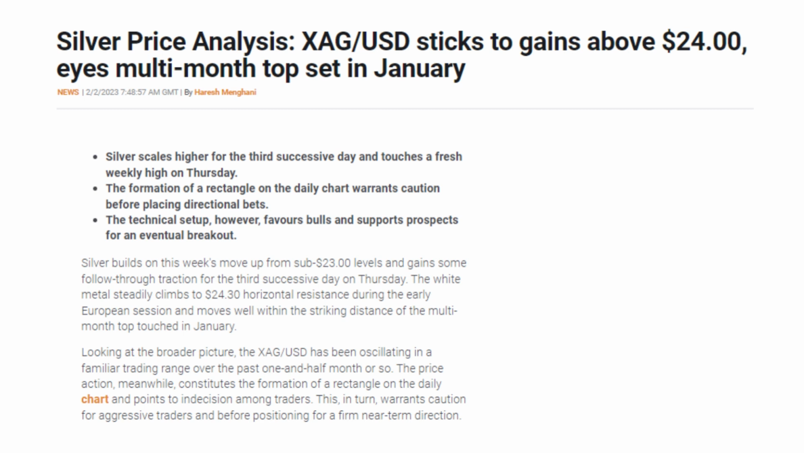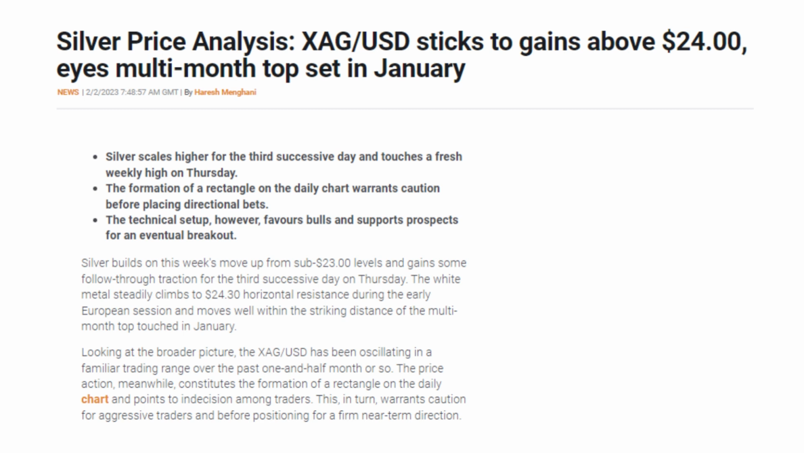Silver builds on this week's move up from sub-$23.00 levels and gains some follow-through traction for the third successive day on Thursday. The white metal steadily climbs to $24.30 horizontal resistance during the early European session and moves well within the striking distance of the multi-month top touched in January.